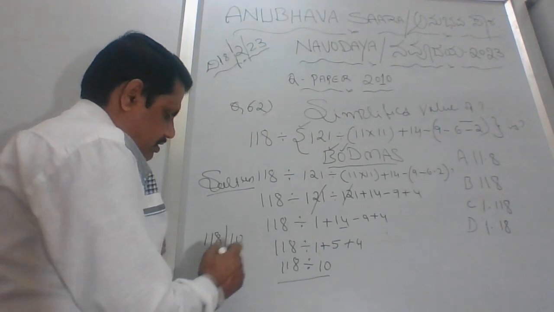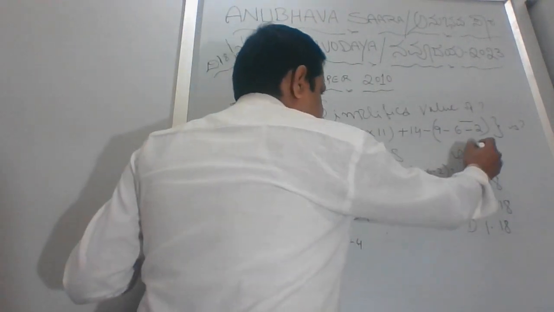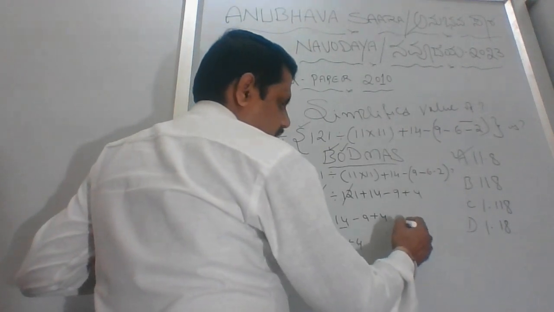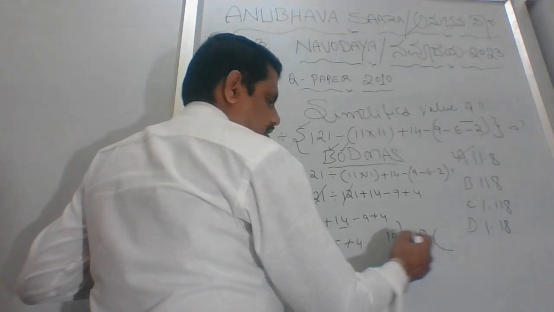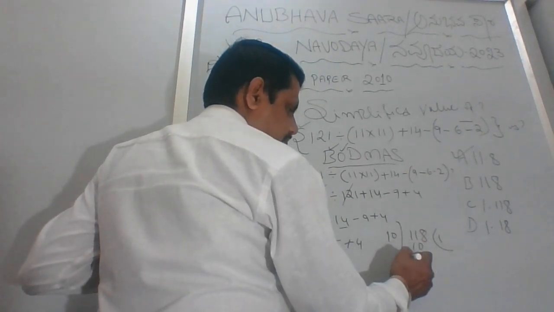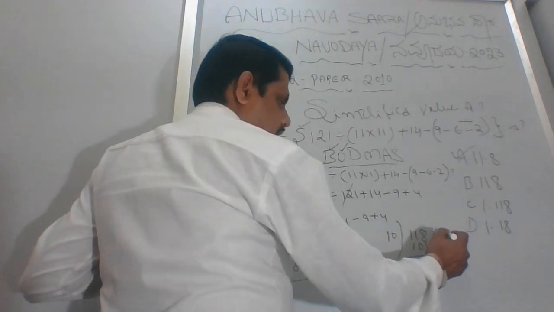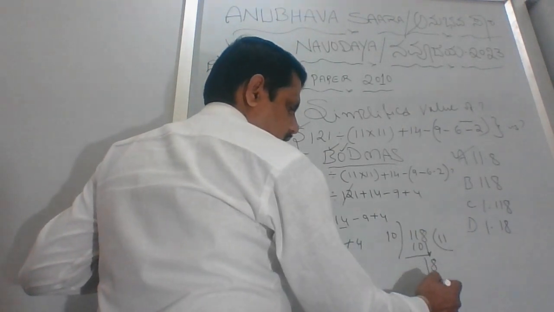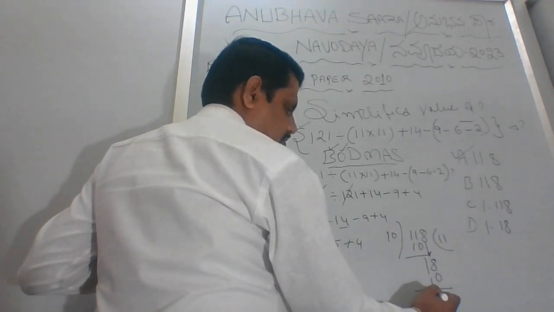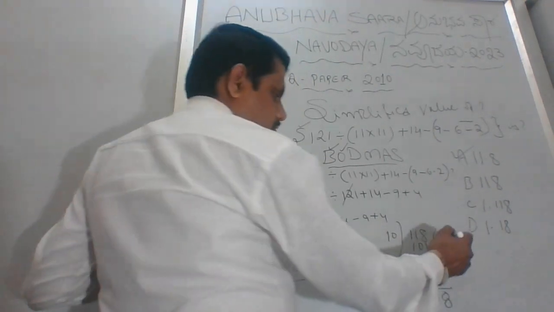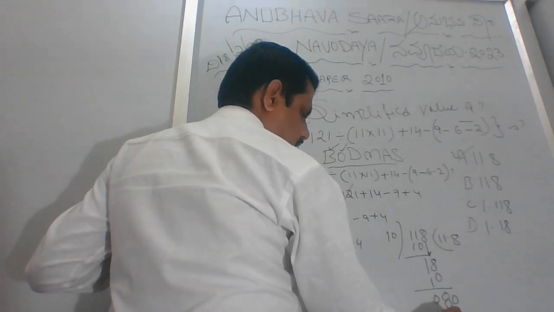I'll show you in the traditional method. 118 divided by 10 is equal to, answer is 11.8, which is this. I'll show you here in the traditional method. 10, 118. 10 ones are 10, 1, 8. 10 ones are 10 again, 0 or 8, 0. So it won't go. We'll put the dot, 0, 10 eights are 80.